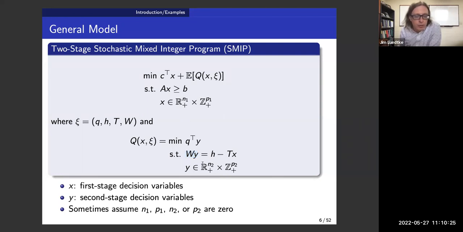So in particular, we're going to spend a lot of time talking about the much simpler case where the recourse problem only has continuous variables. So P2 is 0 there. And that's much easier to analyze and also serves as the basis for more complex ones.